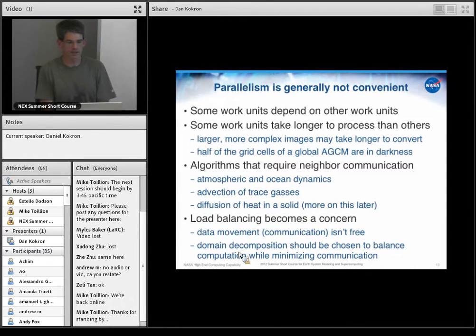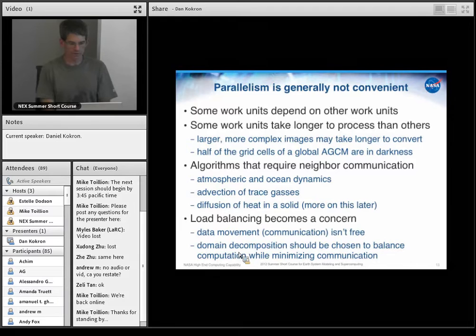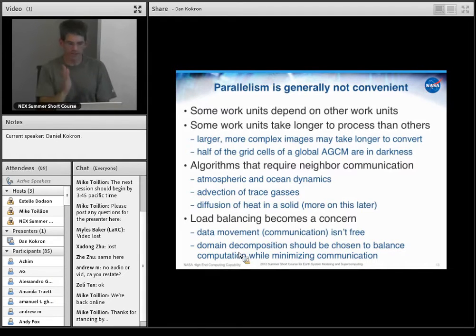In these situations, less than convenient parallelism, if you want to call it that, load balancing becomes a major concern. Data movement, your communication, isn't free. As you saw yesterday, when Johnny had all the processes communicating on one node, it was quite fast. But as soon as you go across nodes, it slowed down dramatically. And as the job gets larger, you have more and more nodes to communicate, and they get farther and farther apart. The communication becomes a concern.